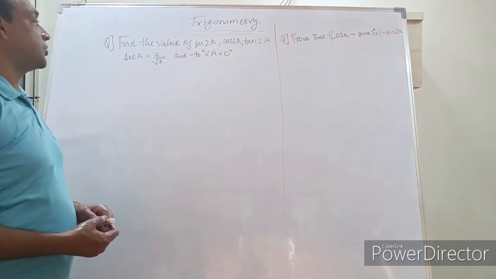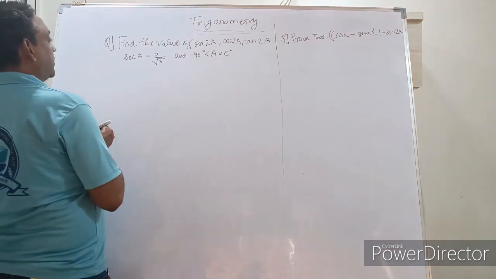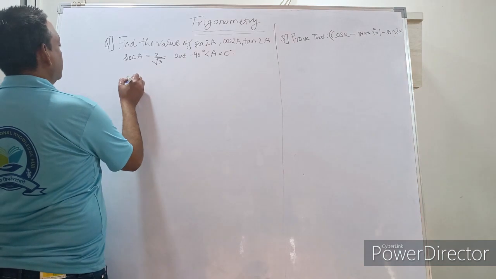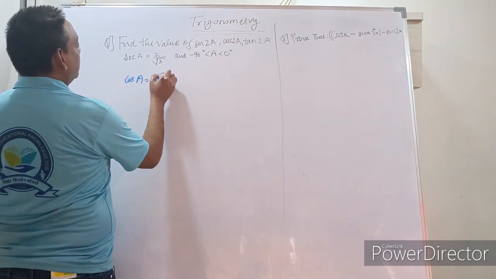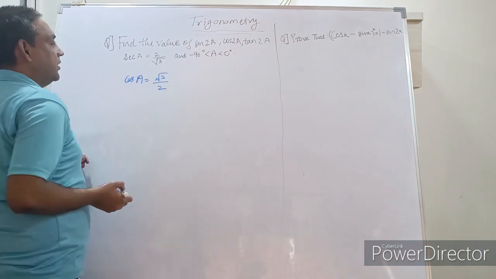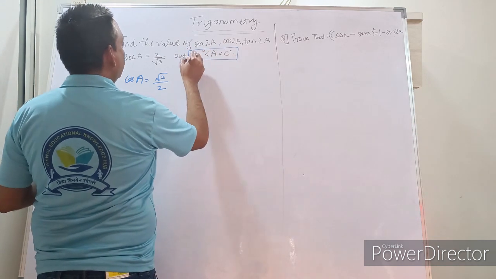Okay, so two things you have to understand here. First, they have given the sec A value. So sec is nothing but the reciprocal of the cos. So cos A is equal to root 3 upon 2. Okay, and now the important thing is this one. What is the meaning of this?